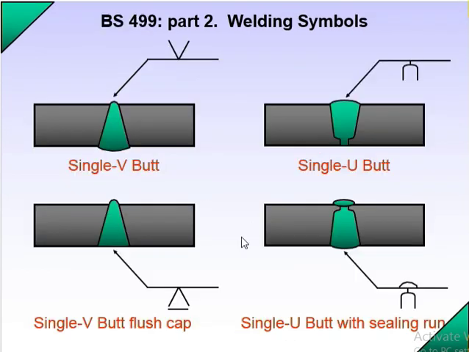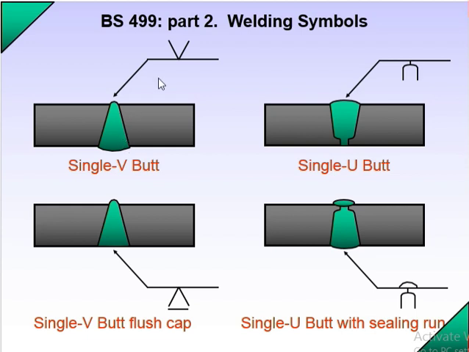Now you understand the welding symbol for the V joint, V bar. You can see single V bar. Here you can see the BS499 Part 2 welding symbol for butt welding: single V butt, single U butt, single V butt plus cap, and single U butt with sealing run. How can you identify these welding symbols? You know the arrow line and the reference line. Above the reference line means the other side. So there is a welding of single V on the other side, not this side.